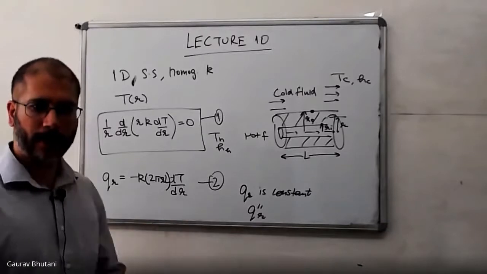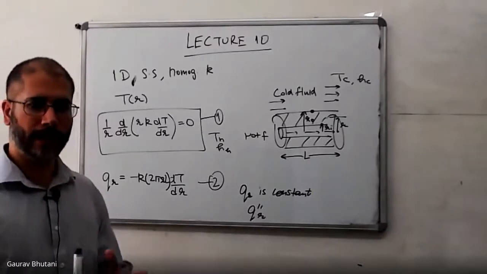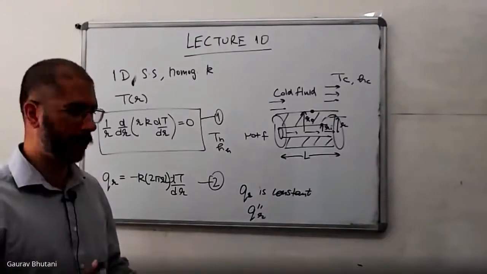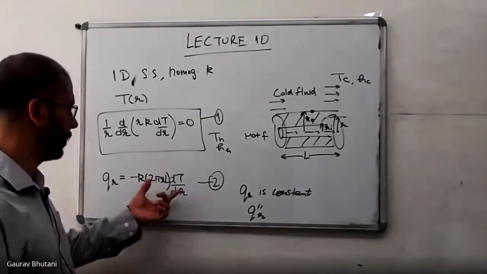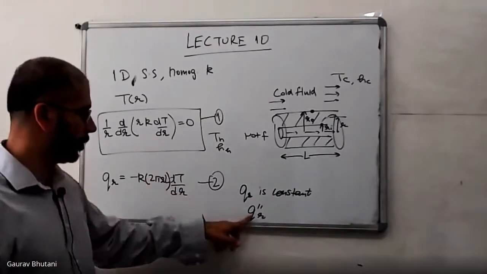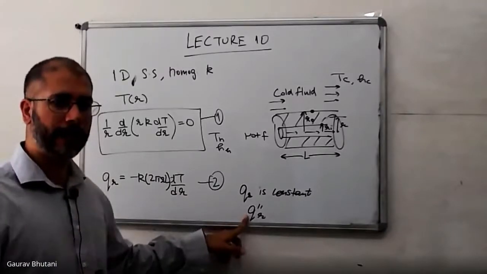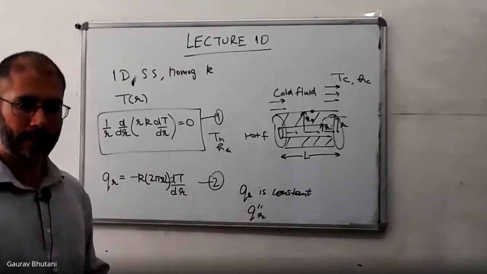So earlier, life was simple because you had the area of cross section independent of R, but in this case you have an R here. So don't write the heat flux to be constant. Write the rate of heat flow, that is the watts, that is constant.